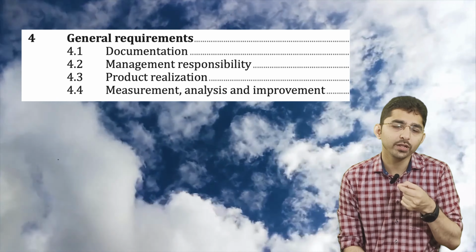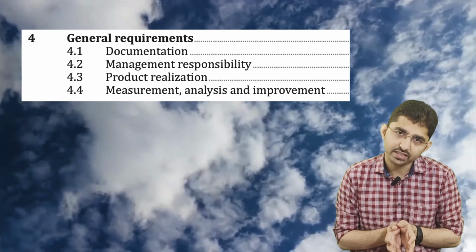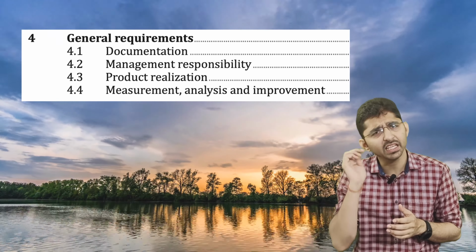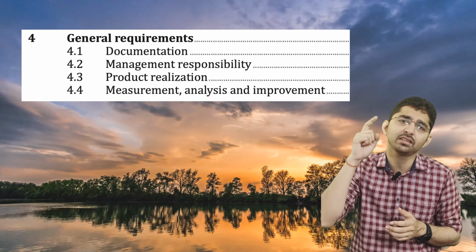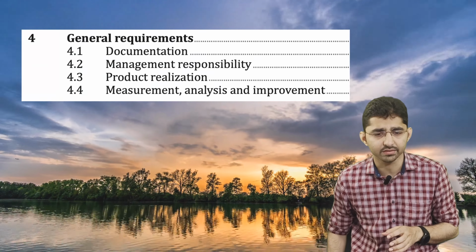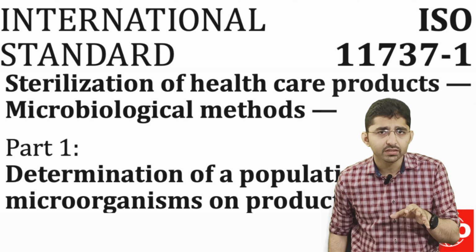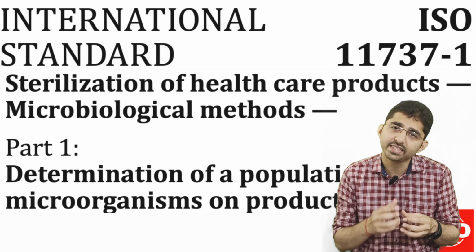Clause number 4.3 speaks about the product realization. So my friends, keep in your mind what we exactly meant by product realization in ISO 13485. Similarly, it applies over here in this standard, right? Then clause number 5 speaks about the selection of products.